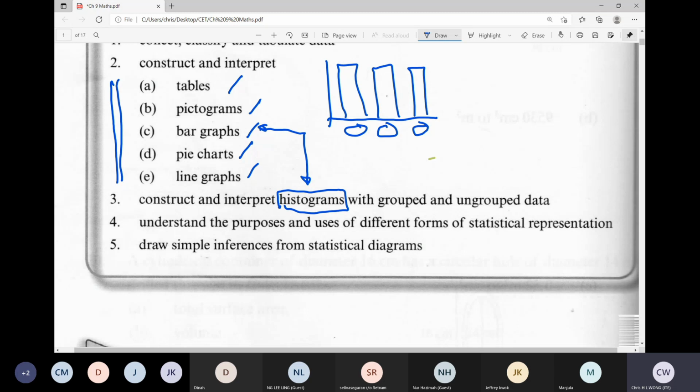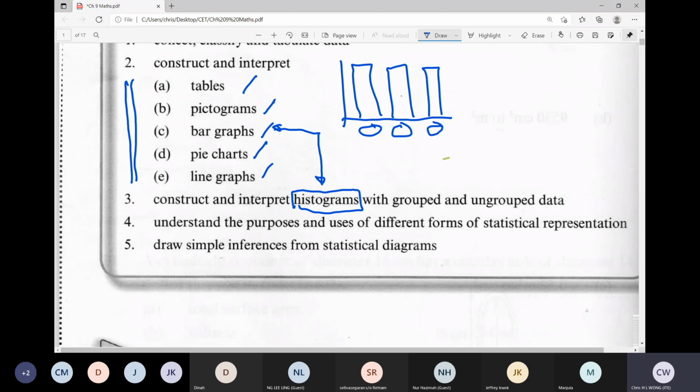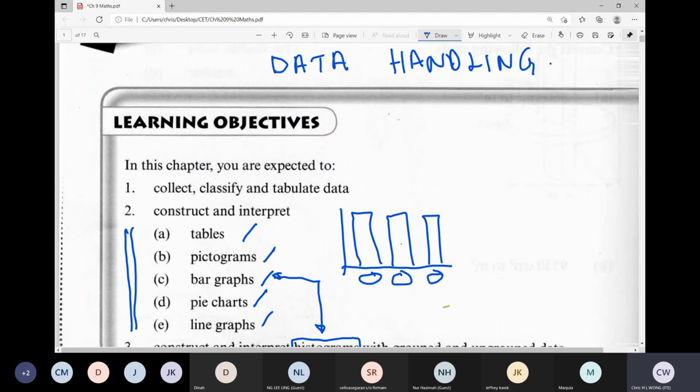How many people are this? How many people are that? How many people don't go to work? How many people are not working? How many male? How many female? That kind of thing. So this is what we call data representation, or like Manjula just mentioned, data handling.